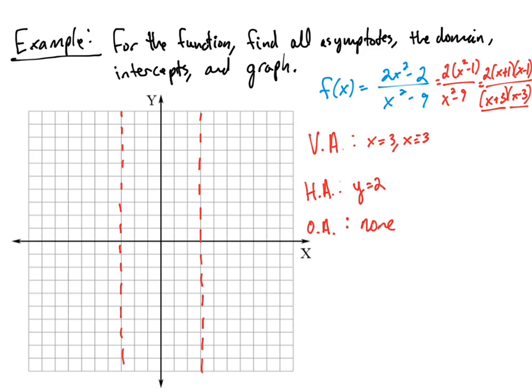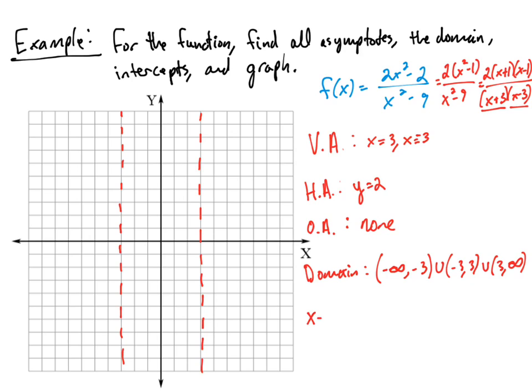All right, let's find the domain. Now the domain often corresponds with the vertical asymptote. The only time it doesn't is if any of the factors cancel. So the domain here is going to be everything except for 3 and -3. Writing this in interval notation, we're going to say -infinity to -3, union -3 to 3, union 3 to positive infinity, so everything except 3 and -3.